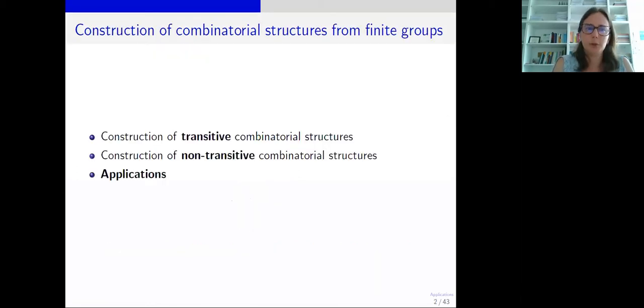So just to remind you, we had 2 lectures before. In the first one, I was speaking about construction of transitive combinatorial structures. And I showed you one of the methods for constructing combinatorial structures that have the property of being transitive. The second lecture was about construction of non-transitive combinatorial structures. I showed you how you can combine the method in the previous lecture and how you can obtain non-transitive combinatorial structures.